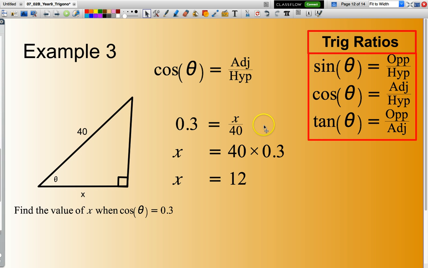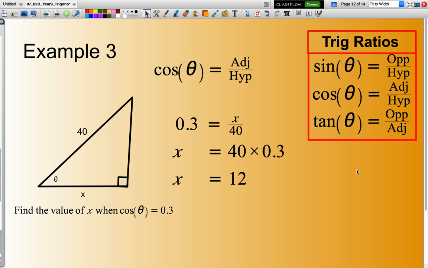Now, using a little bit of simple algebra, what I need to do is multiply both sides by 40, just so I have x by itself on one side. I'm looking to eliminate this, so I multiply both sides by 40. So I'll end up with x equals 40 multiplied by 0.3, or x equals 12.